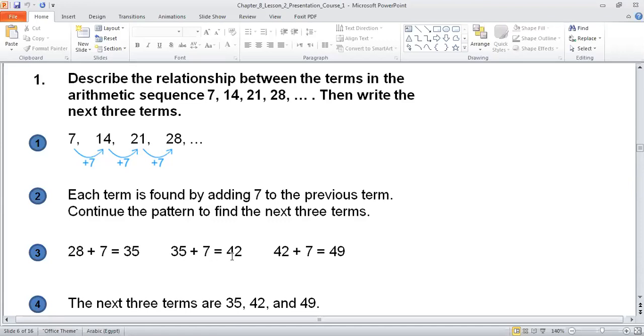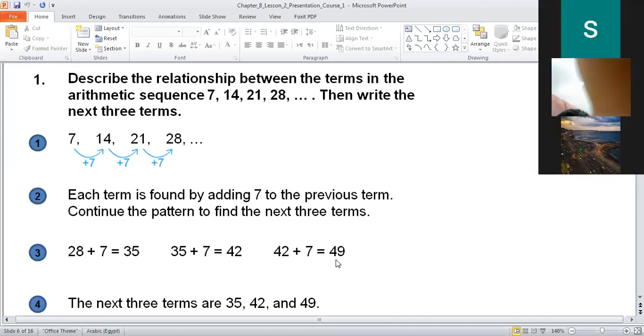35 plus 7 gives me 42. Here, if I have 42, the previous term, I add 7. So 42 plus 7, it gives me 49.